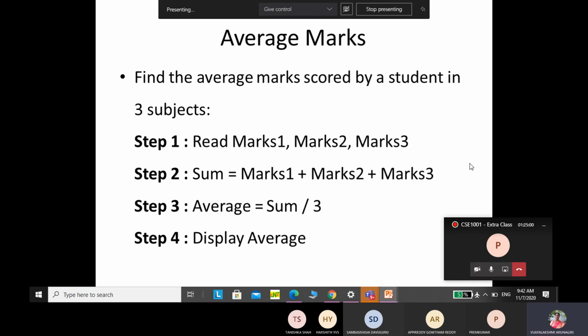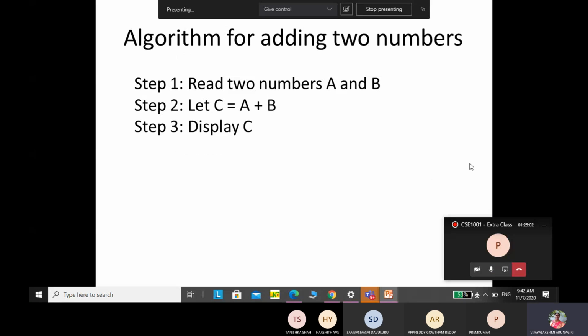Okay. We'll discuss this algorithm. Already I have discussed this algorithm. What is an algorithm? Please tell me. A step-by-step process to solve the problem. Okay, step by step instructions to solve the problem. So here the algorithm is adding two numbers. If two numbers are given, they will be added and stored in C. So we are reading the two numbers A and B, and next we are adding the two numbers A and B and displaying C. Right.